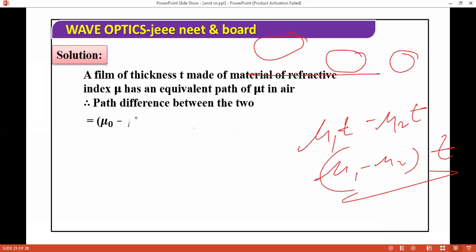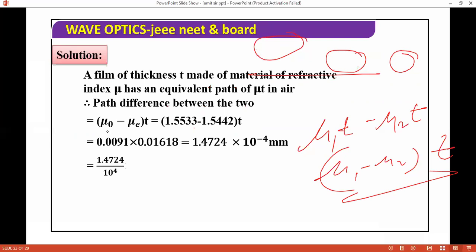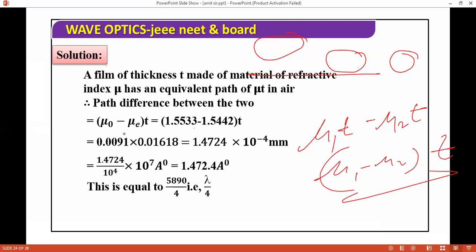So from here, if you put in all the values, it will come to what the question is talking about. Basically, if you check, this is lambda by 4. If you put the lambda given in the question, lambda divided by 4, you will get this value in angstrom. This is lambda by 4. So from here you can find out the value.